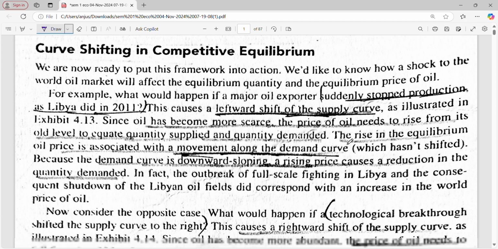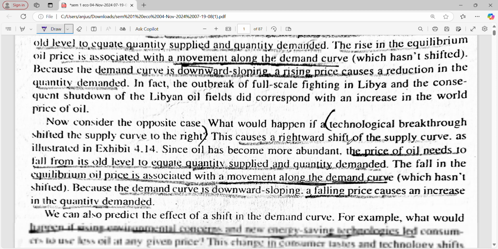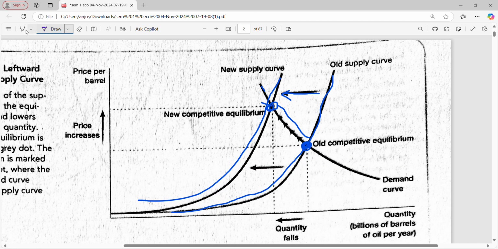These are the definitions of the next graphs, you can note them down. So this is the curve. Here in this graph we'll be discussing how a sudden shock to the production of a particular commodity affects its equilibrium price and equilibrium quantity. Here we are taking the example of oil markets, and the incident is the 2011 Libya oil crisis, when they suddenly stopped production of oil.